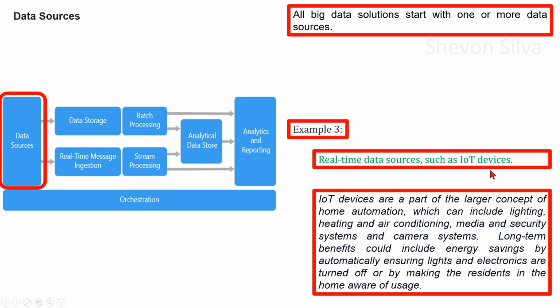As another example, we can consider real-time data sources such as IoT devices. IoT devices are part of the large concept of home automation, which can include lighting, heating and air conditioning, media and security systems, and camera systems. Long-term benefits could include energy savings by automatically ensuring lights and electronics are turned off, or by making the resident in the home aware of usage.